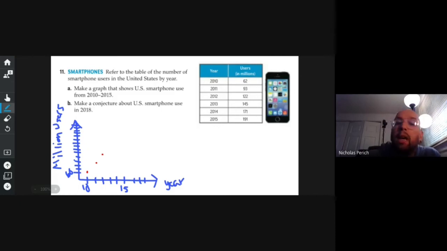Yes, you make your own graph any way you want. 10, 11, 12, 13.